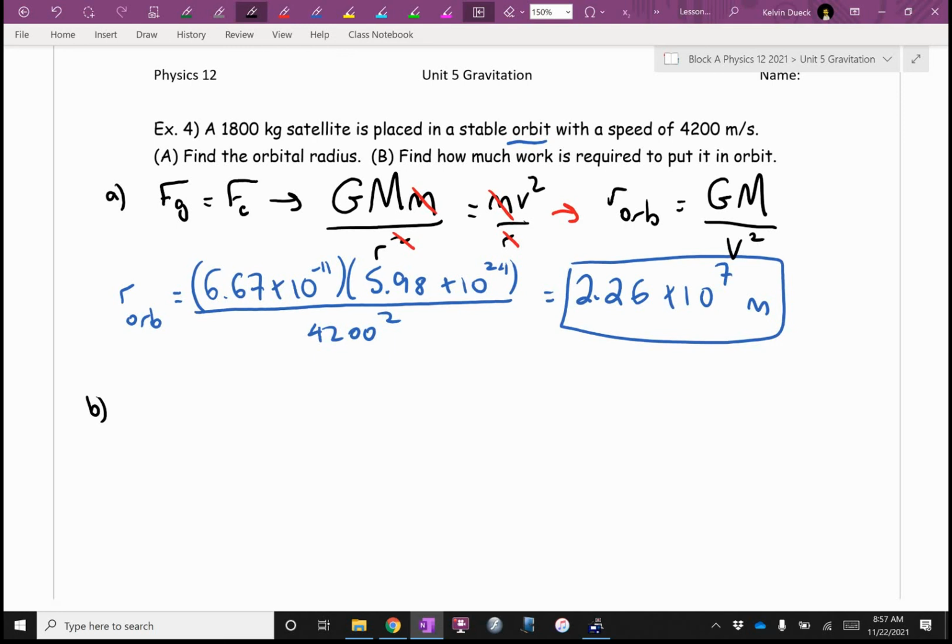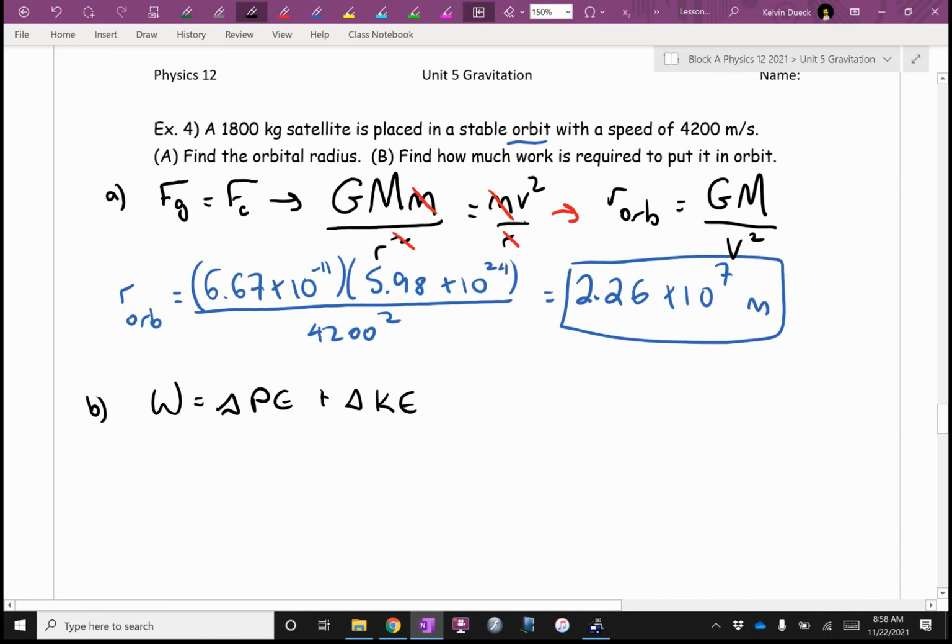Nusaiba, what does B want me to find? Keep reading. Required to in orbit. Here's what that means. First of all, don't write this down: why can't I go force times distance? Gravity is changing, so we have to use the work energy theorem: change in potential plus change in kinetic.